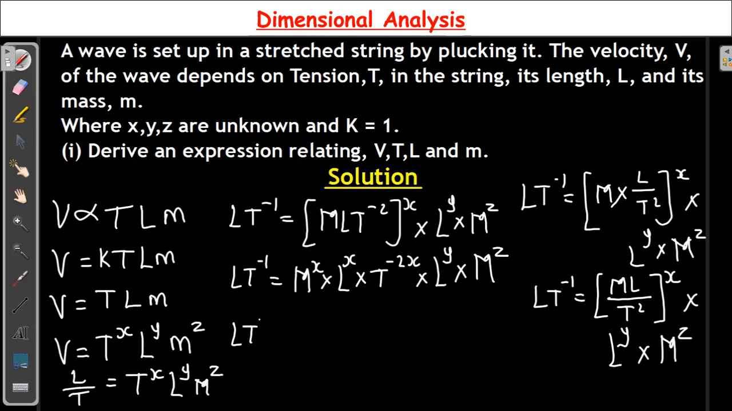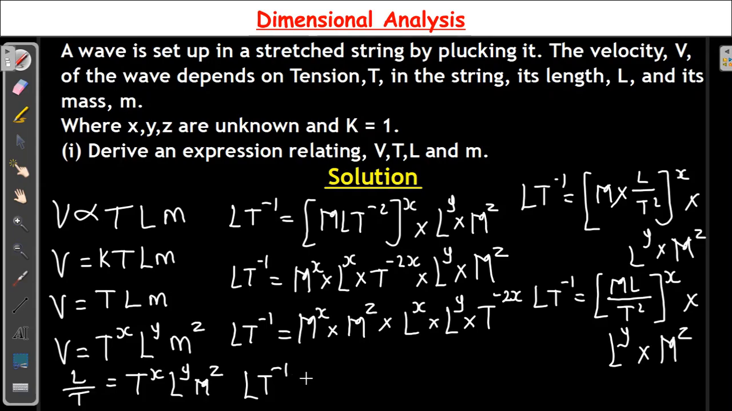L T to the power of minus 1 is equal to, now collect like terms: M to the power of X, and then you also have M right here, M to the power of Z, times L to the power of X, and L to the power of Y, times T to the power of minus 2X. Following the rule of indices, pick one of these bases, so pick M, then you have the power X plus Z, times L, and then sum up the powers, X plus Y, times T raised to the power minus 2X.